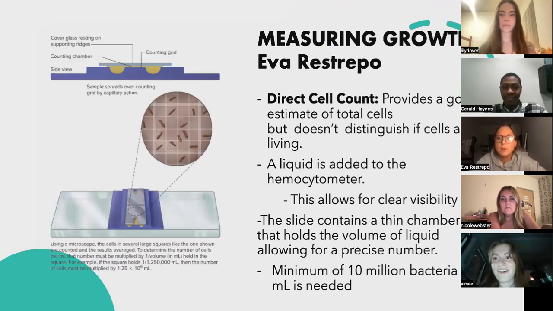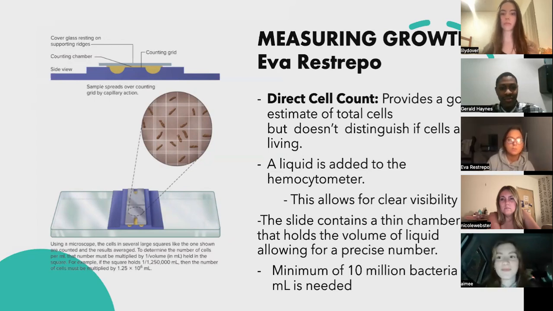Okay, so I'm going to be talking about measuring growth, and there are many ways, but I'm just going to be talking about 3 different ways. So the first one is the direct cell count, and this provides a really good estimate of total cells, but can't really distinguish if they are alive or dead. So it's kind of the only downfall with this one.